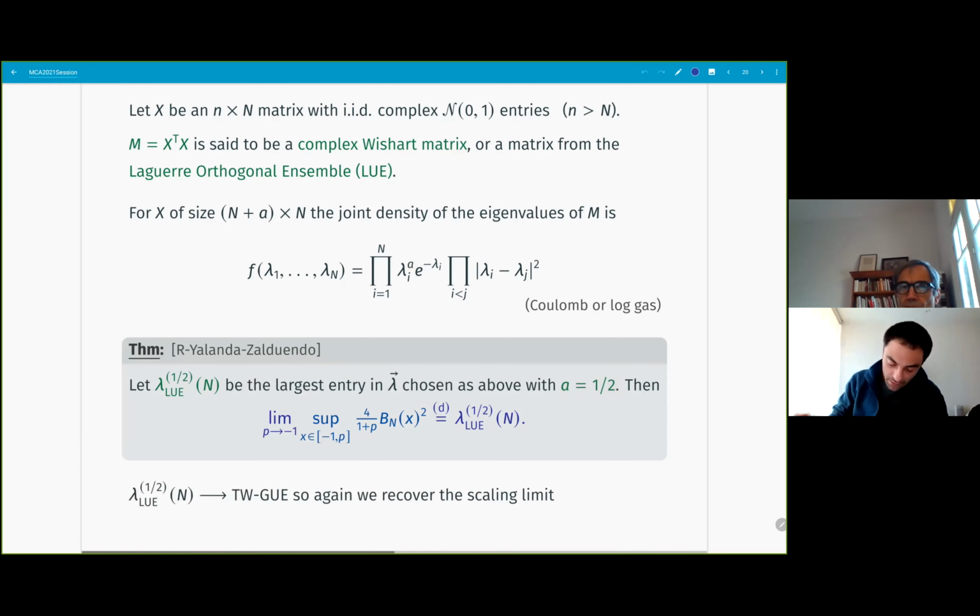But again, one can check that in the limit this will go to the Tracy-Widom GOE distribution, so one recovers the original result. I forgot to say, this last theorem is joint work with Yamit Yalanda, who's a PhD student of mine, and Nicolás Salduendo, who was a master student in Chile, and he's now a PhD student in Nancy.